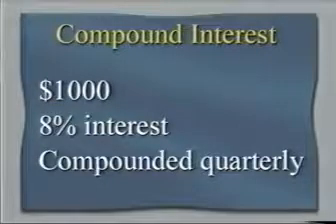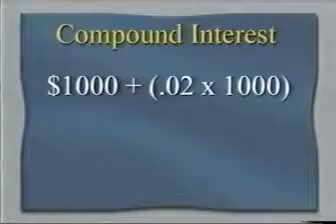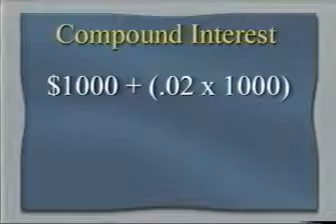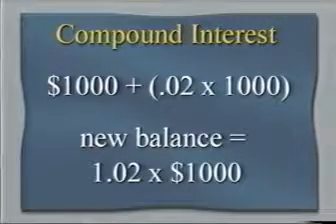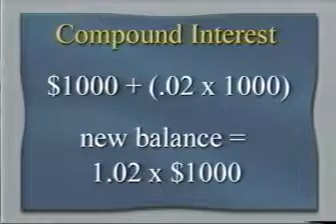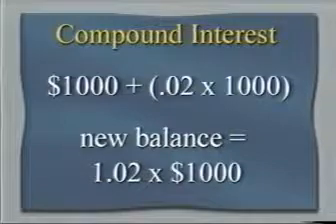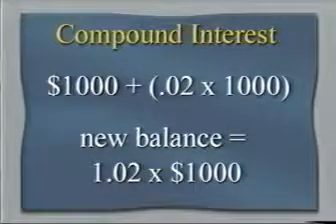What does that mean? At the end of the first interest period, you will have the original money, $1,000, plus 0.02, that is 2% of that $1,000, which is $20. The new balance will be 1.02 times $1,000, which is $1,020. The 1 in 1.02 means that's your original amount, and the 0.02, of course, is the interest you received on that amount.